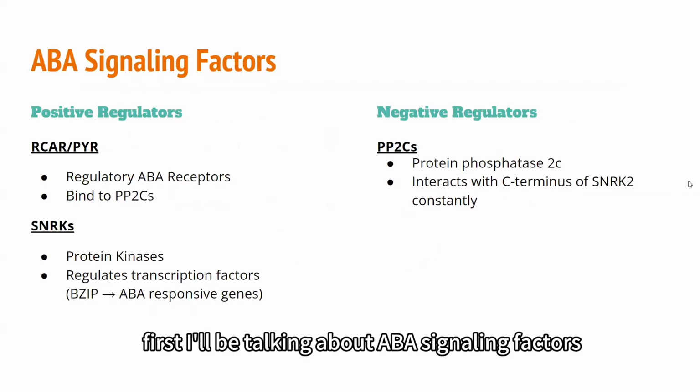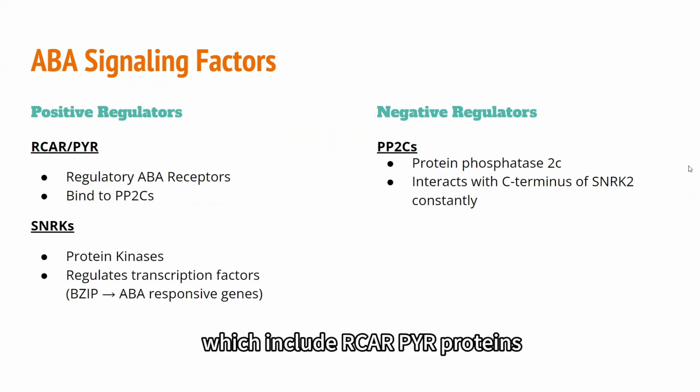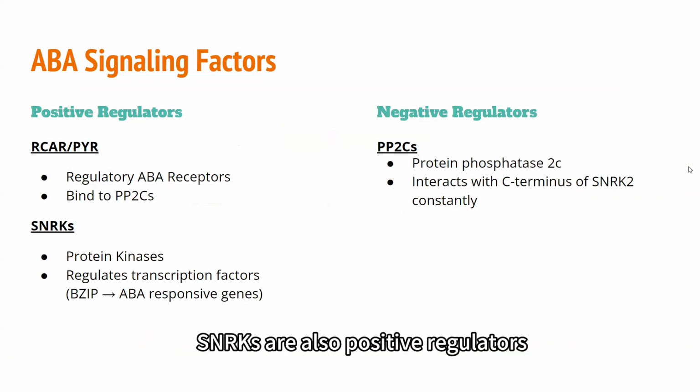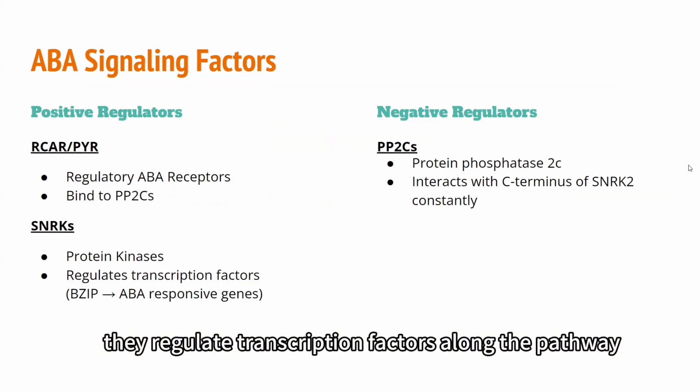First, I'll be talking about ABA signaling factors, which include RCAR, PYR proteins. They are ABA receptors and they also bind to PP2Cs. SnRKs are also positive regulators, which are protein kinases. They regulate transcription factors along the pathway.